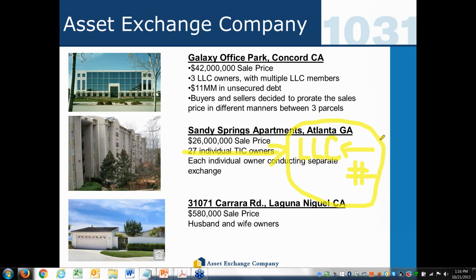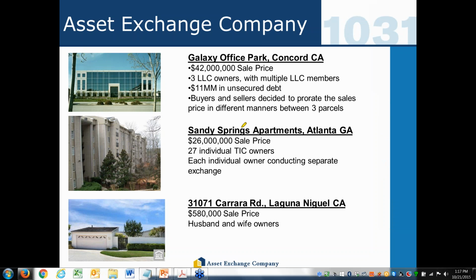That can be a big problem. So it is very important in the 1031 exchange world to know and understand who the owners of the property are. You might have 27 individuals owning real estate, or you might have one LLC, corporation, or partnership. And that is an important distinction to understand because it may affect your 1031 exchange adversely.